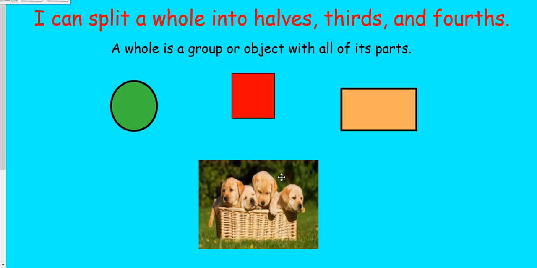There are 4 puppies in the basket. This group of 4 is a whole. All 4 puppies are still in the basket.